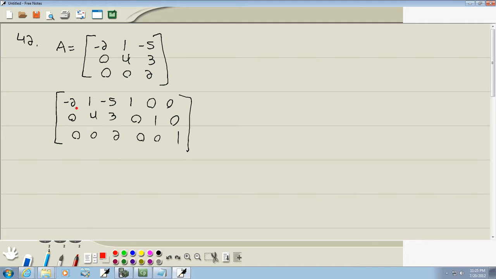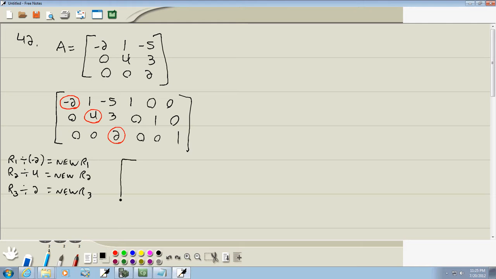Well, first thing I notice, and I'm going to do 3 steps in 1 here. I'm going to divide everything in this row by negative 2 to get a 1 here. I'll divide everything in this row by 4 to get a 1 there, and I'll divide everything in this row by 2 to get a 1 there. So I'm going to take row 1 divided by negative 2, and that's going to give us our new row 1. And I'll take row 2 divided by 4, and that's going to give us our new row 2. And I'll take row 3 divided by 2, and that's going to give us our new row 3.